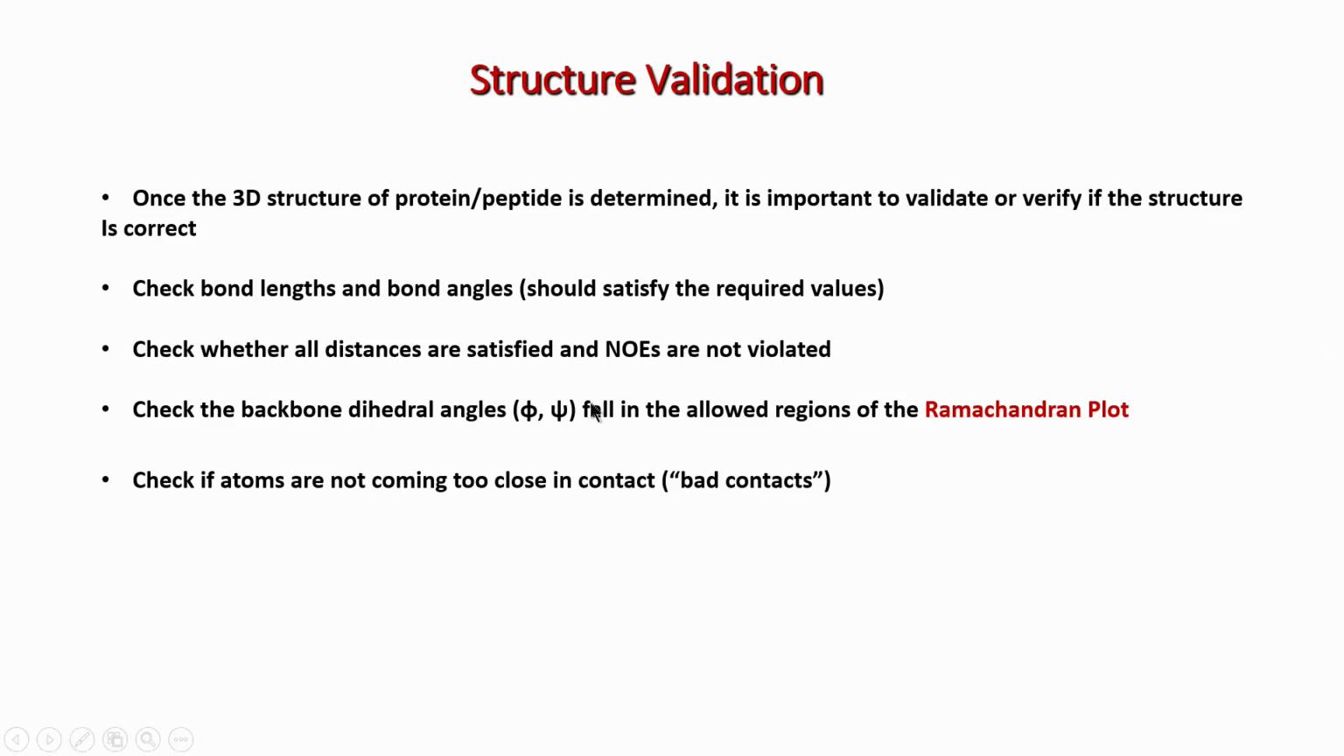Then you check whether the backbone angles phi and psi fall in the allowed region. This is a very important plot which is named after an Indian scientist who worked in the Indian Institute of Science, and he discovered this when he was in the University of Madras. It is called the Ramachandran plot. That is something I will discuss next.